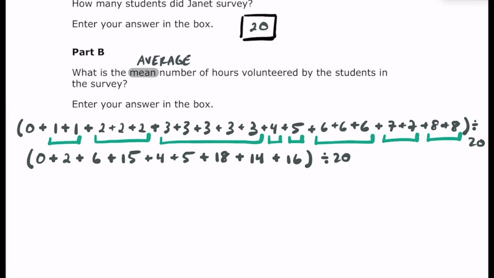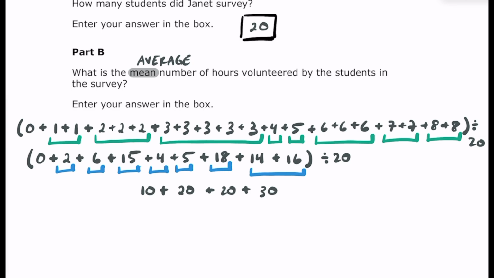Okay, let me see what nice numbers I can add together here. So 14 plus 16, that would be 30. So that's pretty nice here. I'm going to add this 2 and this 18 to also get 20 here. I'm also going to go ahead and add this 15 and 5 to make 20. And then I'm going to add this 6 and 4 here to make 10. This 0 here, I'm just going to drop now because it doesn't make a difference.